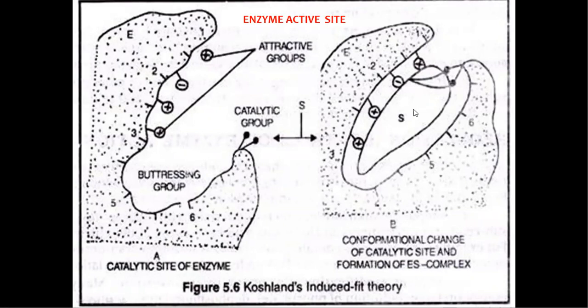So this is the substrate. Here it is attaching with the active site and forming enzyme substrate complex. Here the substrate is complementary to the active site. Initially it is not complementary, but when the substrate is attached to the active site, the enzyme active site will be complementary to the substrate. That means it is undergoing some conformational changes when the substrate is attached at the active site.